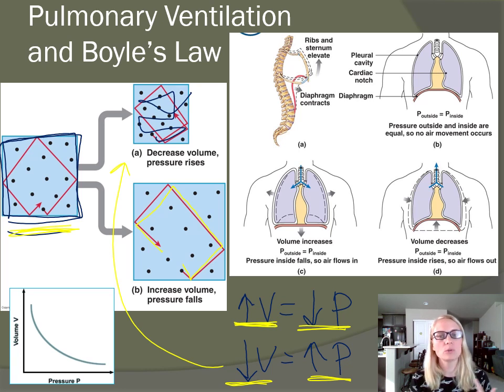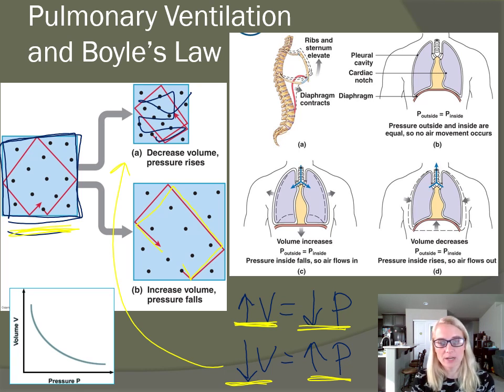Now, when you are applying Boyle's Law to the physiology of the respiratory system, you always want to start with the volume changes because that's what's going to drive the pressure changes. You can have it going the other way. If you decrease pressure, you might increase volume, but it usually is the changing of the volume that's going to have an effect on the pressure, at least for the respiratory system.